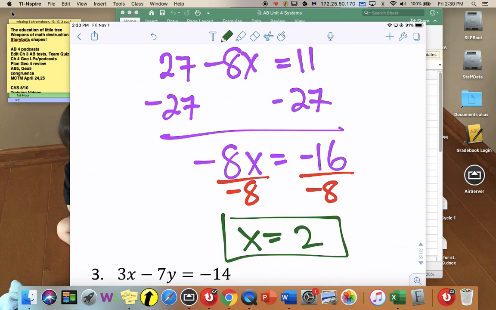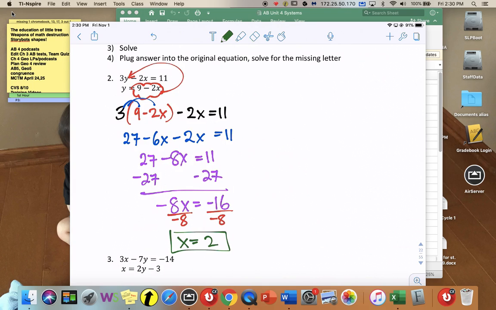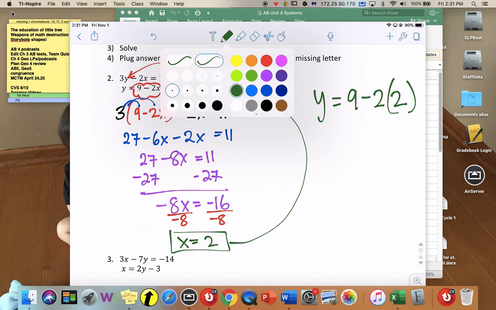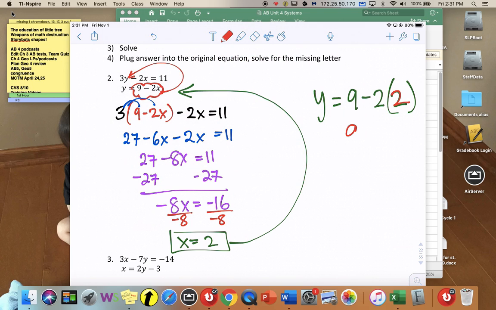Okay, we're halfway done. Again, these lines would cross. They would cross when x is 2, but what about y? So then we plug into one of the original equations. I'll just plug into this one because it's already y by itself. 9 minus 2x, x is 2. So that's what we're plugging in. This becomes 9 minus 4, which is 5. So these two lines do cross, and they cross at the point (2, 5).